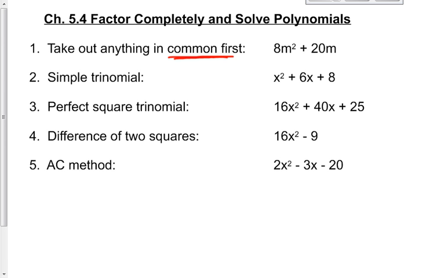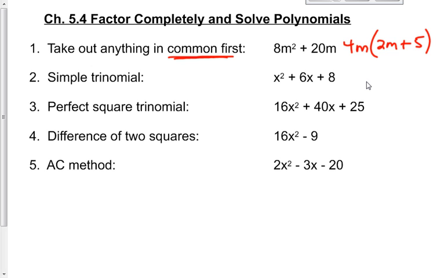All right, sample. 8m squared + 20m. You've got a 4 and an m that you can get out of this one. When you factor something out, it goes out in the front. Anything left over will go in the brackets in the back. 2m left over, and then when we take 4m out of 20m, plus 5.